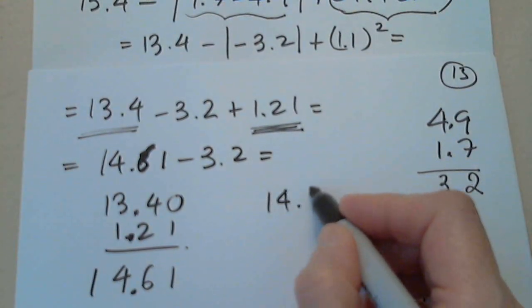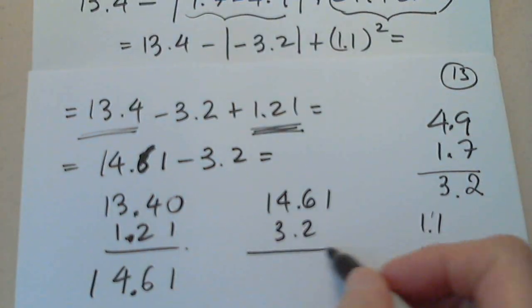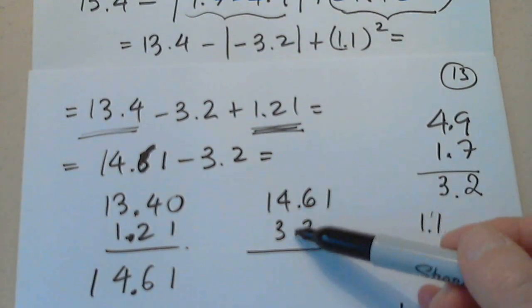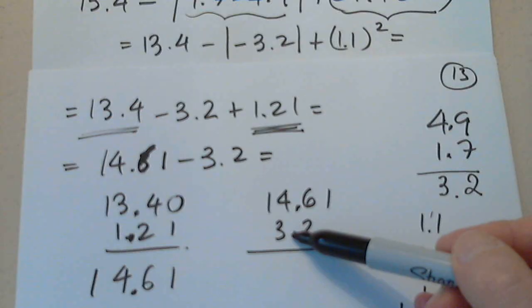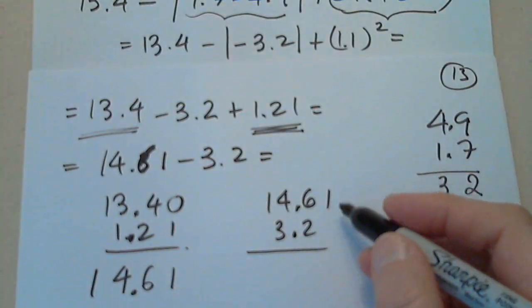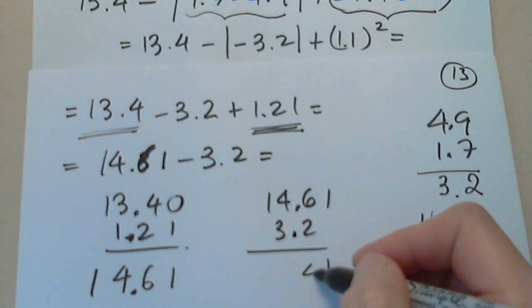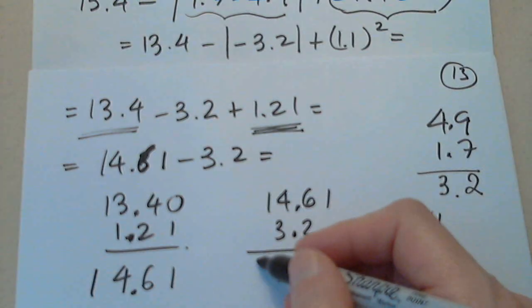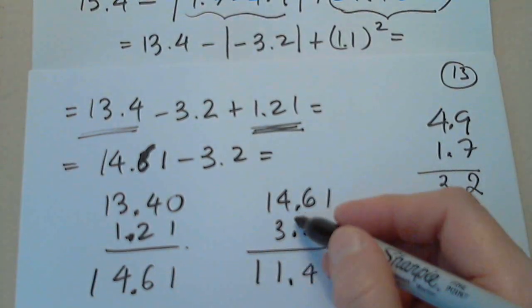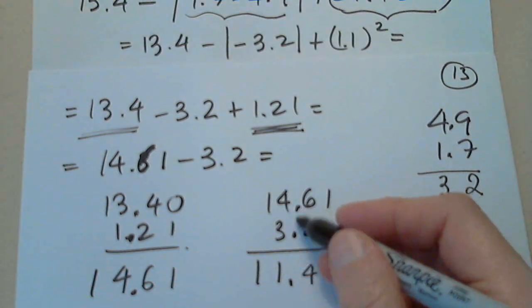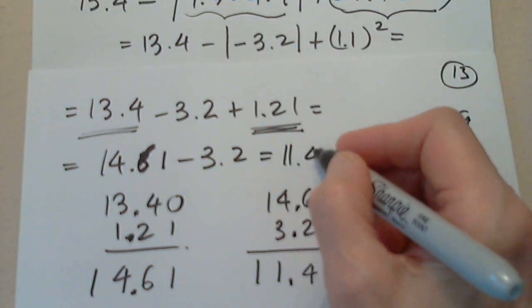So for 14.61, I subtract 3.2. Remember, they have to line up the decimal point. 0 from 1 is 1, 2 from 6 is 4, 3 from 4 is 1 and 1. And I copy the decimal point, same spot. So 11.41.